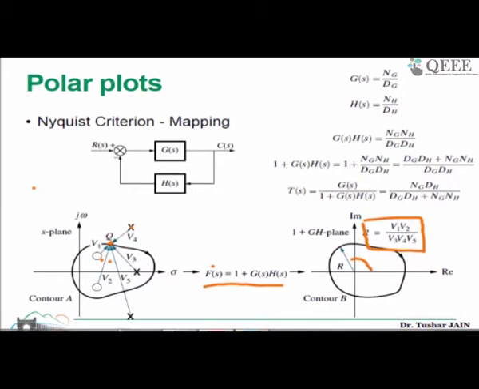In a similar way, I can take any point on this contour and plot it into the function plane, which is the 1 plus GH plane. We haven't come to the Nyquist plot so far. This just speaks about the mapping from one plane to another and what kind of function I use for the mapping.